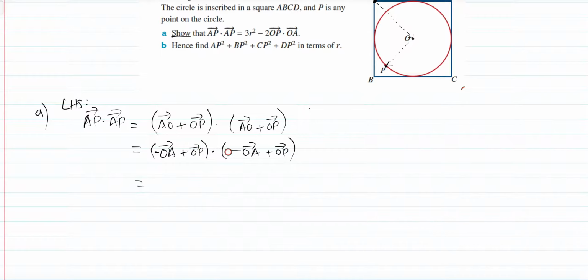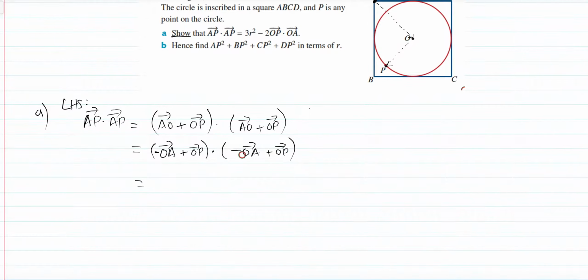Whenever you're expanding vectors, essentially multiplying vectors, you use the FOIL method. This is not i, j, and k, so they don't just disappear. So OA times OA, OA times OP, OP times OA, and OP times OP. You can't just go OA multiplied by OA only and OP multiplied by OP only. That doesn't work. That only works with your i, j, and k vectors. So let's have a look.